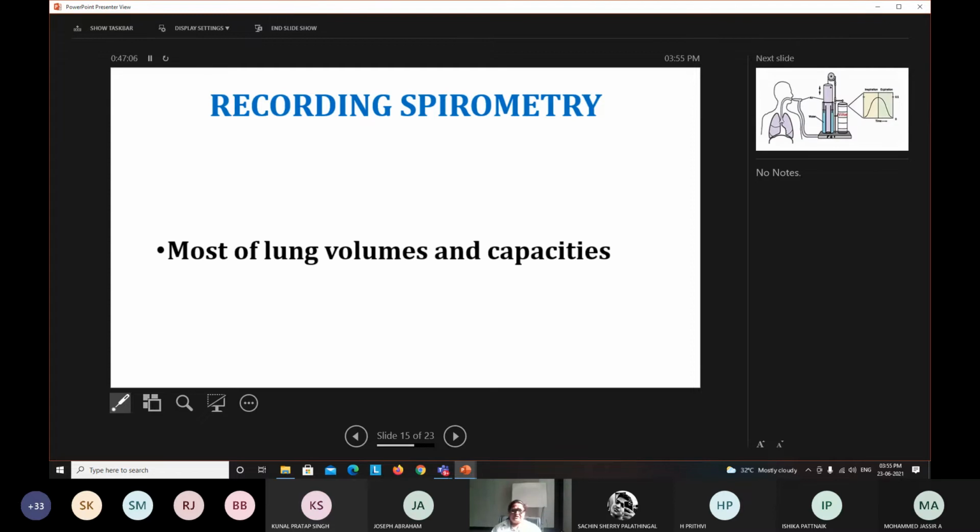So we are using this recording spirometry to measure most of the lung volumes and capacities. Remember this, most of the lung volumes and capacities. You cannot measure all the lung volumes and capacities using this spirometry. This you should underline and clearly understand and remember. All the lung volumes and capacities cannot be measured using this recording spirometry. That's why I said most of the lung volumes and capacities. Clear?